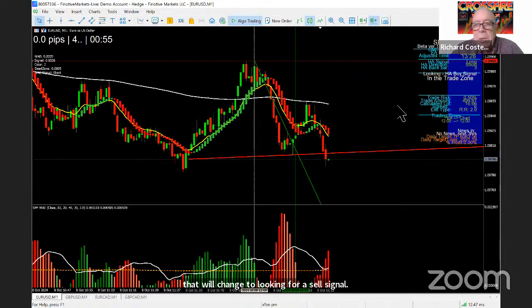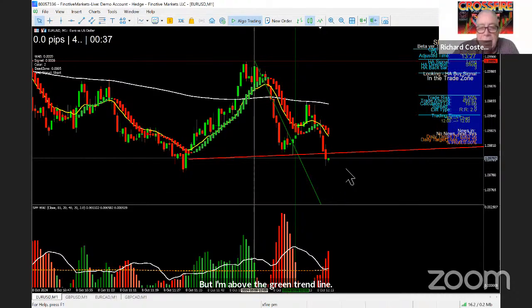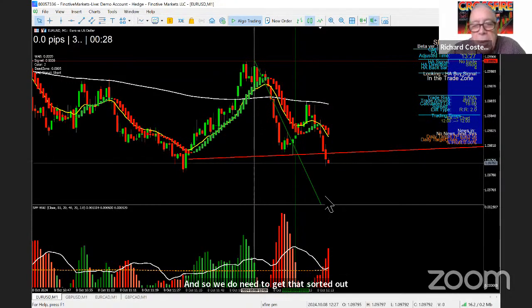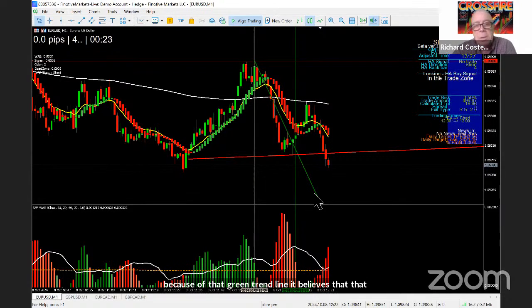It sometimes takes a minute to do that, but on my chart we're in a situation where I'm below the red trend line, but I'm above the green trend line. So we do need to get that sorted out, because it probably won't take a sell because of that green trend line. It believes that is a resistance.